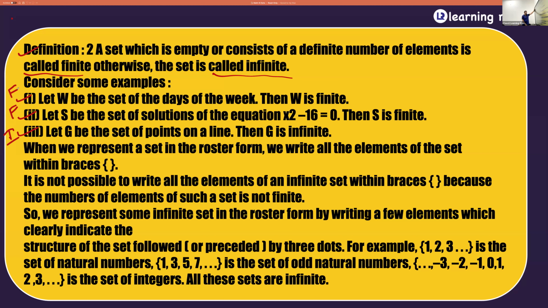So when we represent a set in the roster form, we write all the elements of the set within these braces, right? If you're not able to write all the elements within the braces, then you take the help of dots like this. The dots represent that the set is going to be infinite. If not, it is going to be finite, and you will write the last element. If you put the dots and you don't write the last element, it is going to be infinite. Okay, I hope this is simple. They're all very basic things.